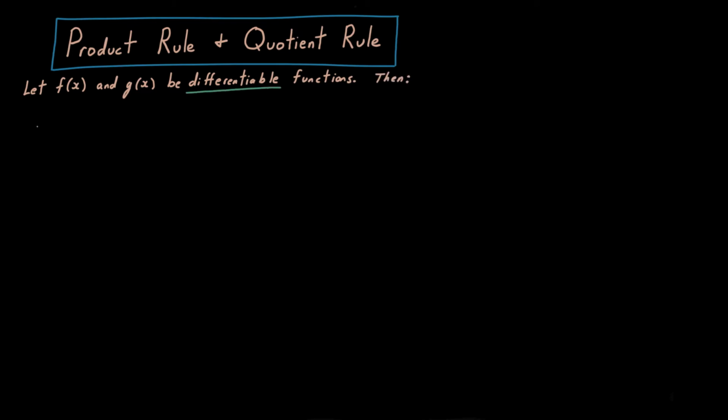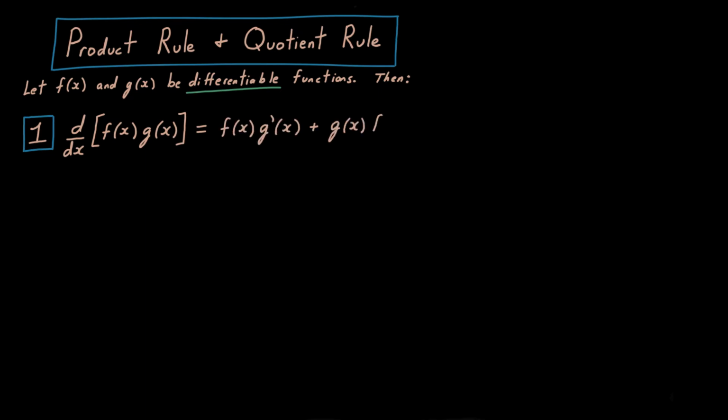Let f and g be some functions of x. Number one here is going to be my product rule. The derivative of the product of f and g, f times g, turns out that's always going to be fg prime plus gf prime. So you do a little bit of mixing and matching with normals and derivatives. fg prime plus gf prime.